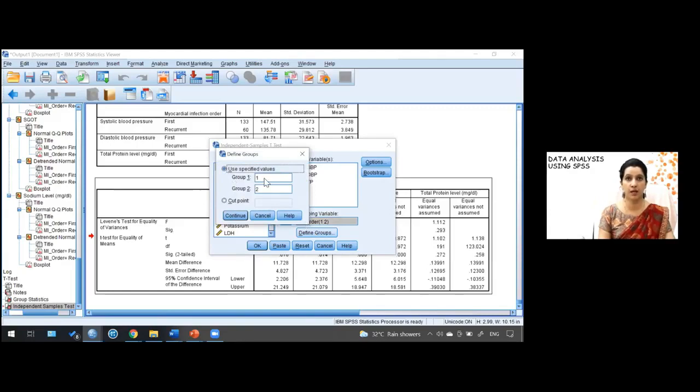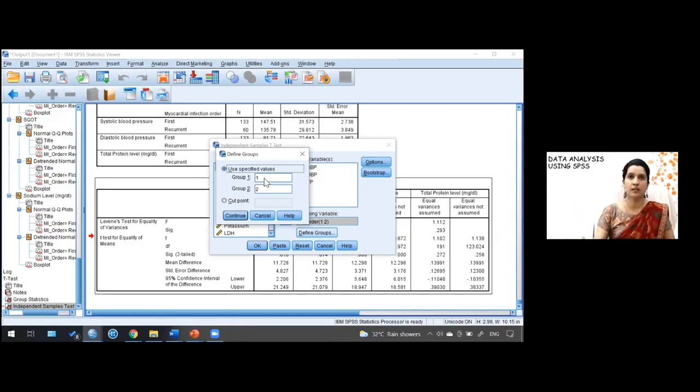Group 1, you press 1 because the first group is the first order MI. This basically tells you about your coding. Whatever you have coded, so I have coded MI group 1 as 1 and recurrent MI as 2. So I have entered those numbers 1 and 2 here.